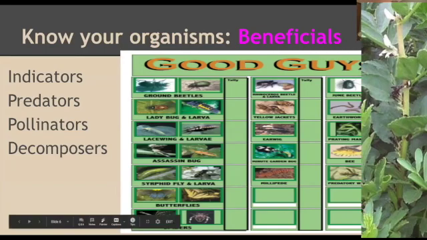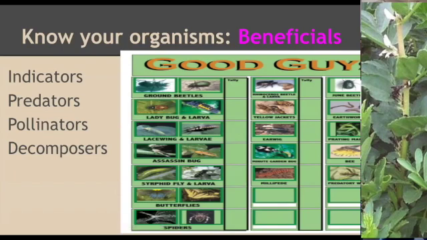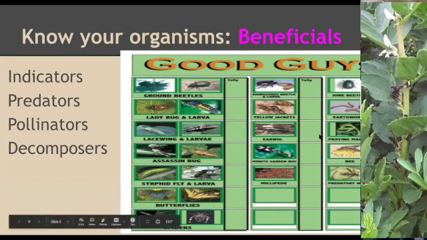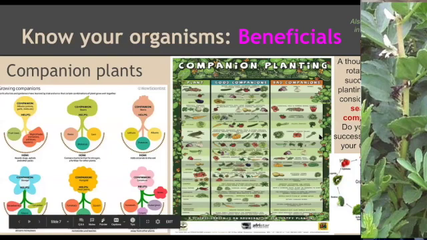Well, the beneficials do things like, as it says, they can indicate the health of a system. They predate, they eat pests. They pollinate to help our fruits grow. And they're also decomposers. So the companions are essential and they're really important. The beneficials are the ones that I'm talking about here.